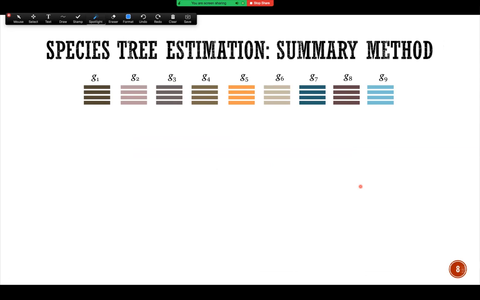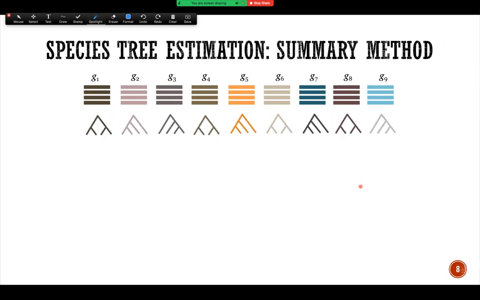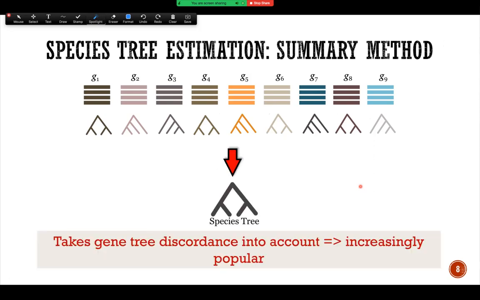An alternative approach is the summary method, which infers a single gene tree from each gene sequence and then summarizes those trees in the best possible way to infer a species tree. As it considers gene tree discordance, these methods are increasingly popular.